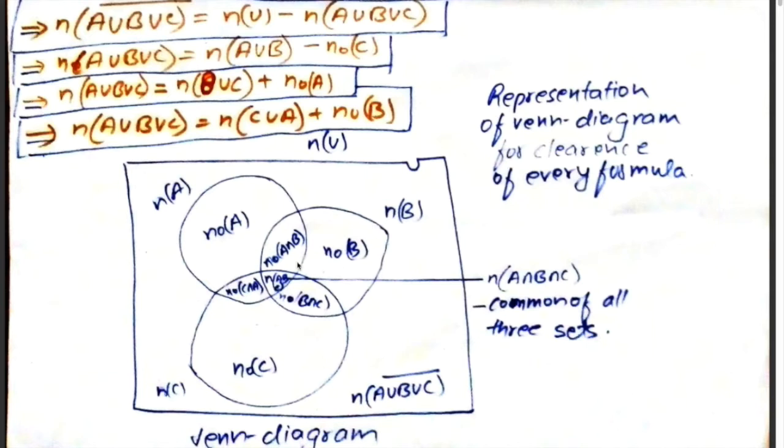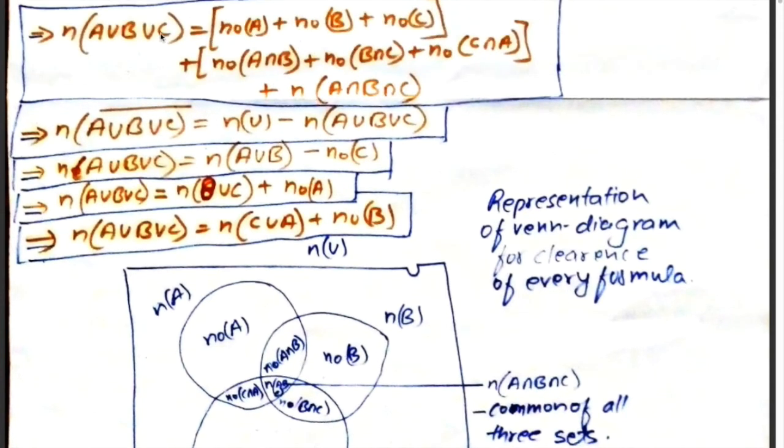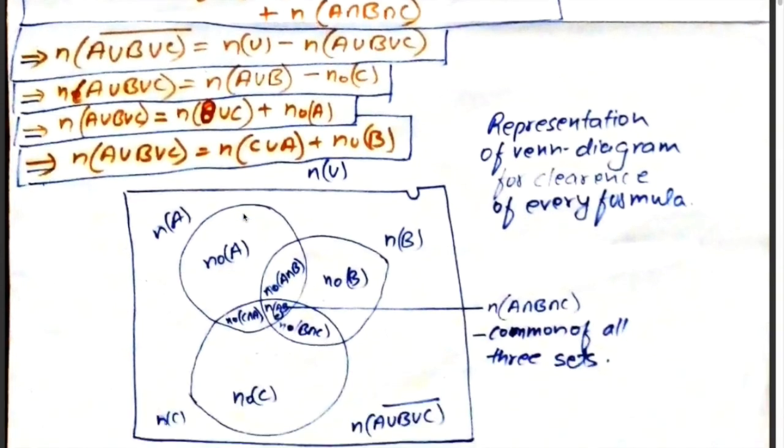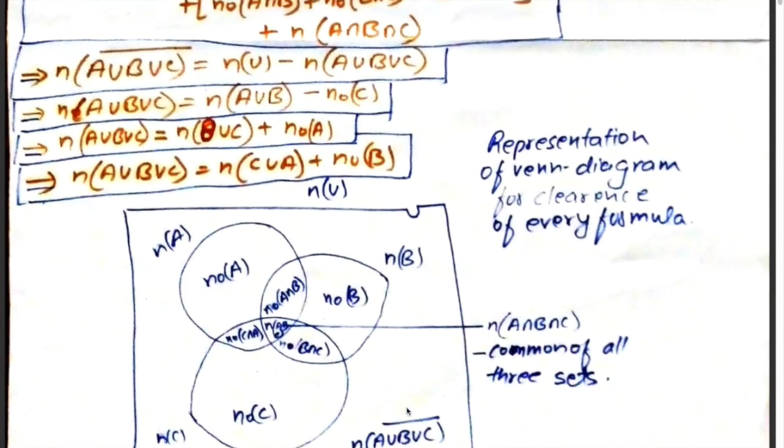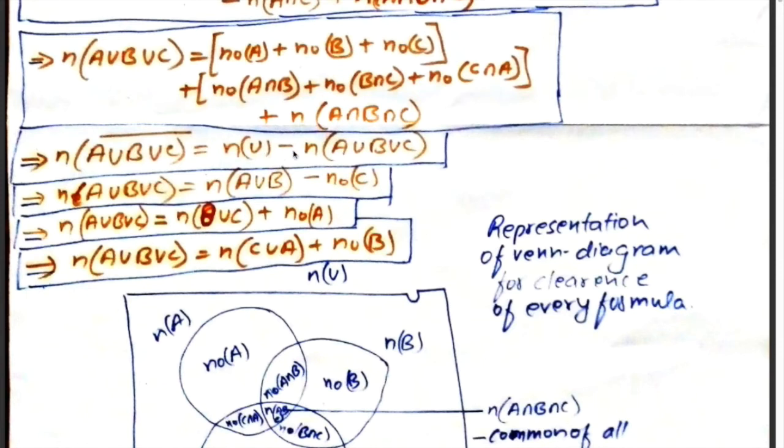Using this Venn diagram, we can easily understand the above formulas. Here n(only A) is this one, n(only B) this one, n(only C) this one, and n(only A intersection B) this, n(only B intersection C) this, n(only C intersection A) this, and the intersection of all three, A intersection B intersection C, is the middle one, as we explained in the first formula. Also the complement of A union B union C is found outside of these. To get this one we have to use the universal set: n(U) minus n(A union B union C), the union of all three sets, should be subtracted from the universal set.